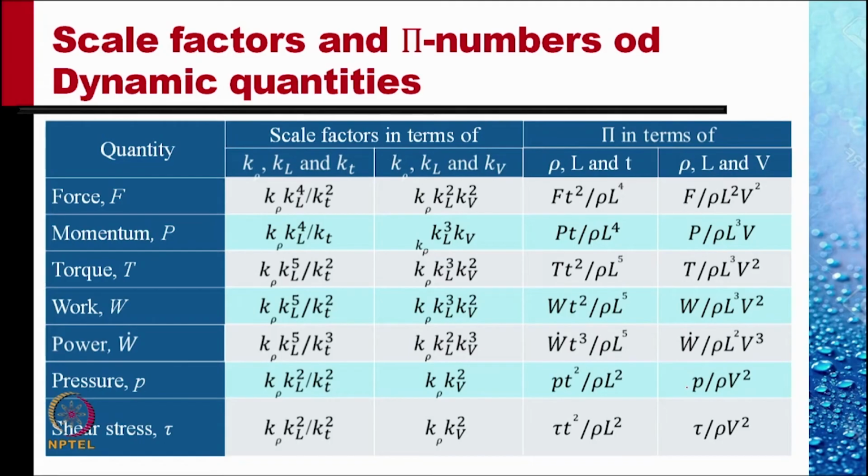Here we have listed various dynamic quantities like force, momentum, torque, work, power, pressure, and shear stresses. We have first written the scale factors in terms of K rho, KL, and KT, and then in terms of K rho, KL, and KV. And then from these scale factors relation, we have developed the pi numbers.